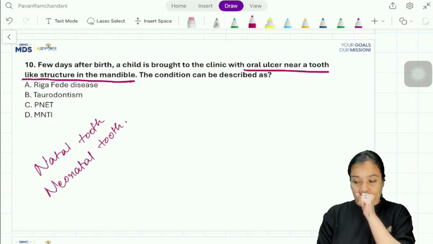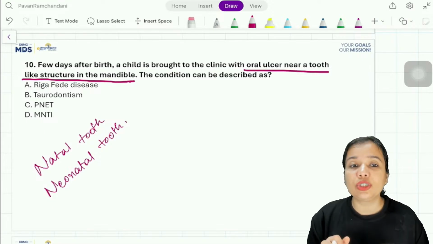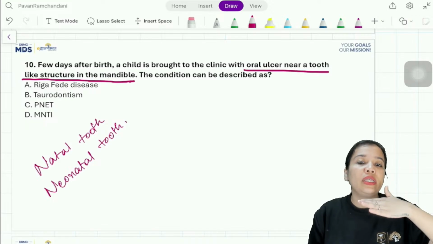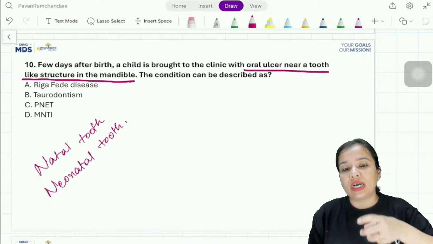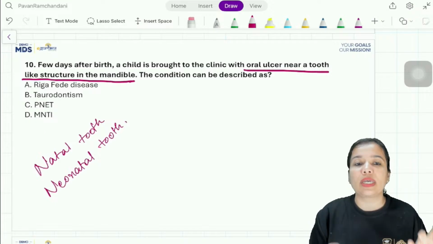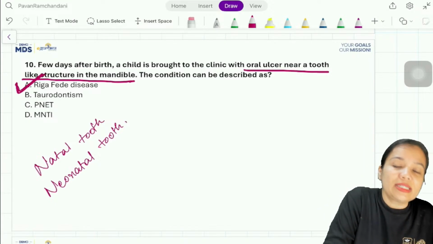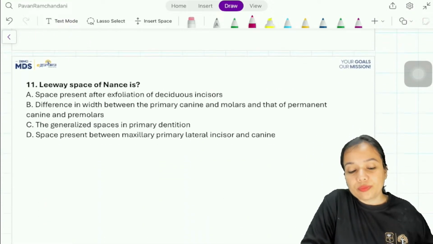So whenever such a tooth is present, it keeps hurting the lower side or the ventral side of the tongue, and an ulcer forms, and this particular condition is called Riga-Fede disease. The answer is A, Riga-Fede disease.